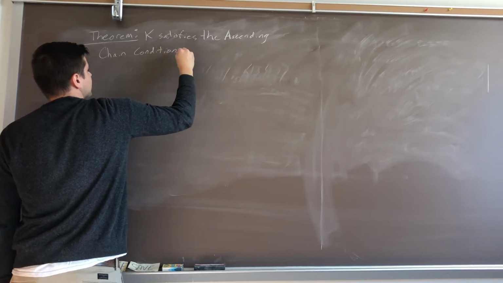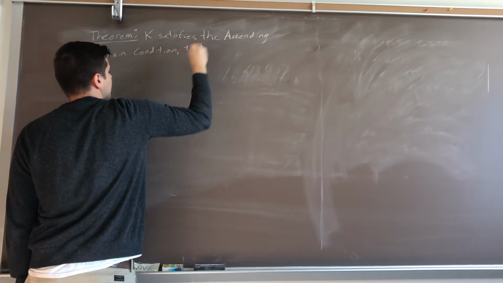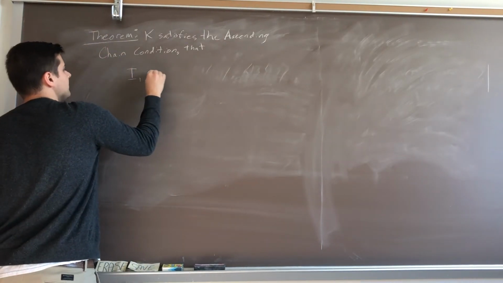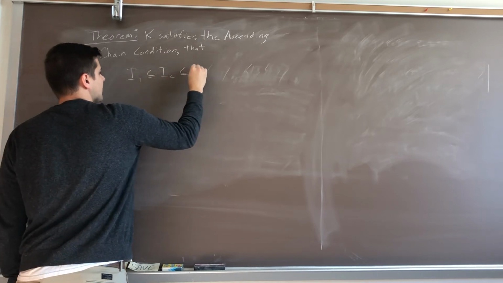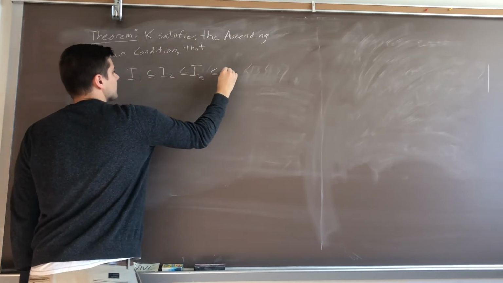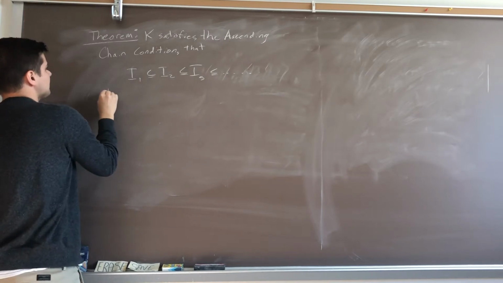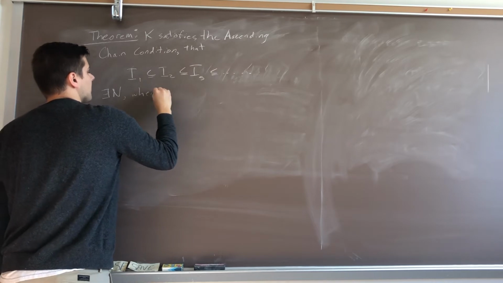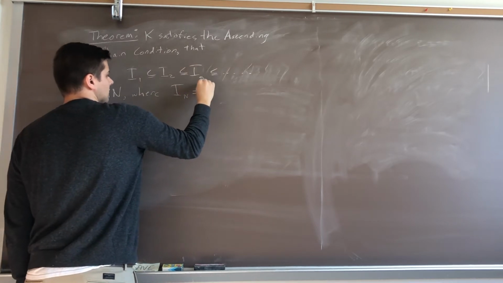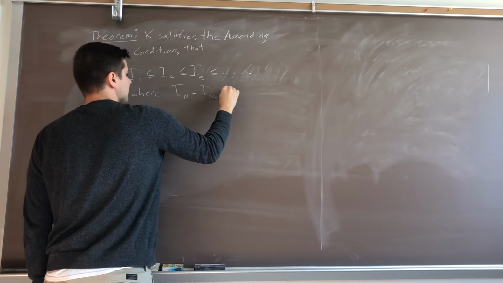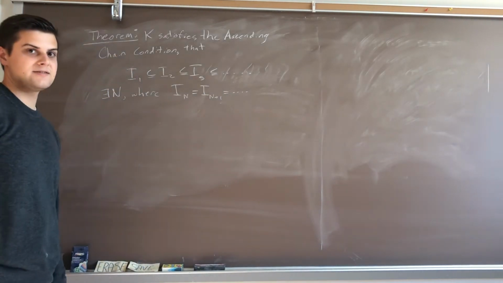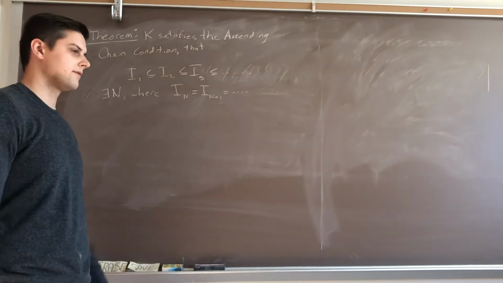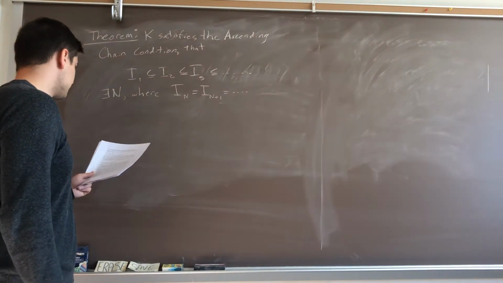The ascending chain condition basically says that if we have any infinite chain of nested ideals, so if we have ideals I1 contained in I2, contained in I3, going on forever, then there has to exist an n where In is equal to In plus 1 and so on. Basically, any sequence of nested ideals has to end somewhere. It can't just keep getting bigger forever.